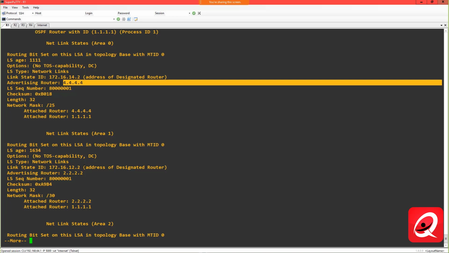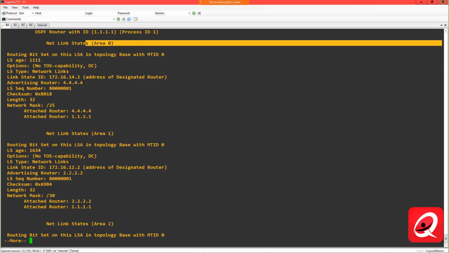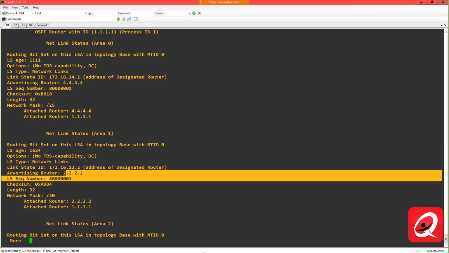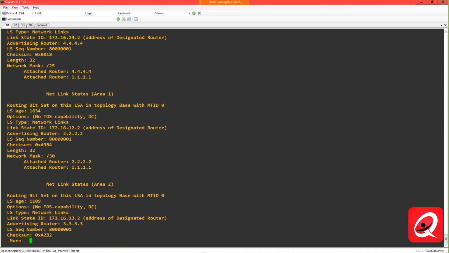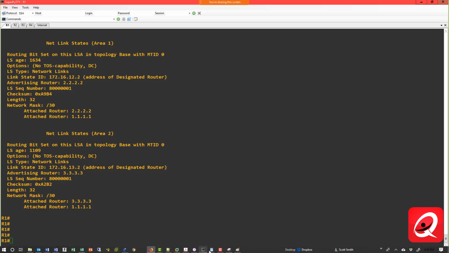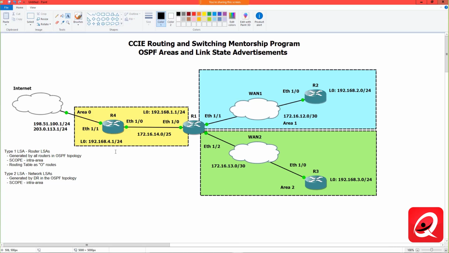So I can tell that in this network, in area 0, router 4 is the DR for a multi-access network. In area 1, router 2 is the DR. And in area 2, router 3 is the DR. Okay? So again, more of an informative LSA, intra area, meaning that it does not propagate beyond the area. I don't really need to put any more details for the type 2, unless you guys have any other questions.